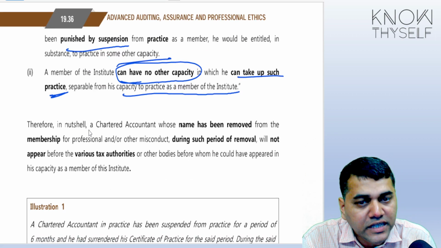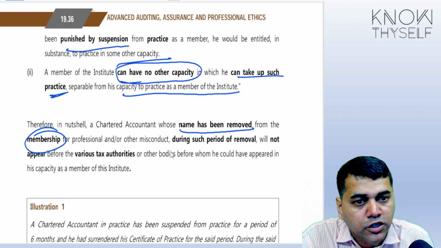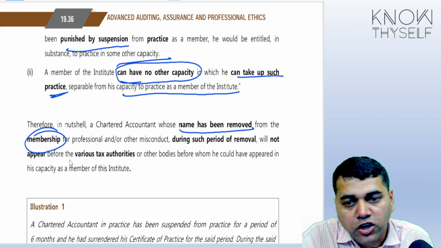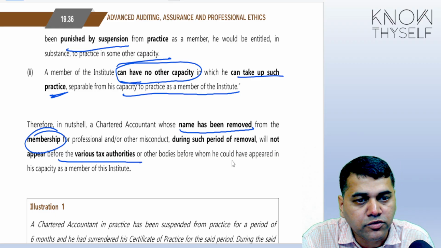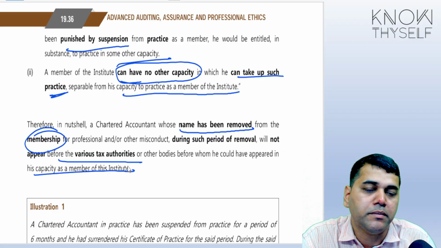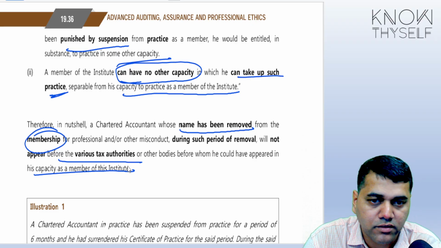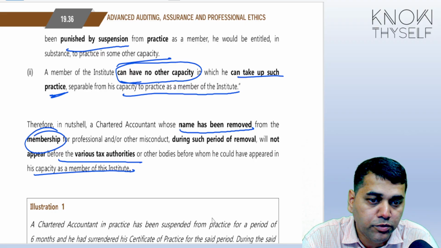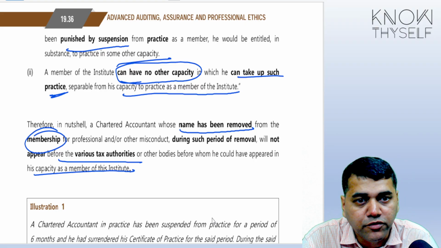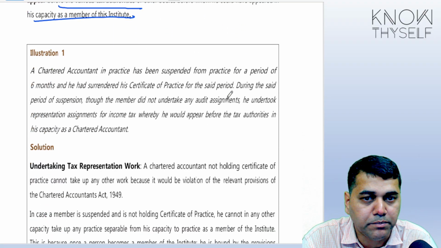So in a nutshell, if the member's name has been removed from the membership during such a period, he will not appear before various tax authorities or other bodies before whom he could have appeared in his capacity as a member of the institute. Students, I hope you are very clear. Now, for me, it took time to understand what they were trying to tell. I hope you are clear. You tell me if you are not clear. Okay, let us see some illustrations and examples.